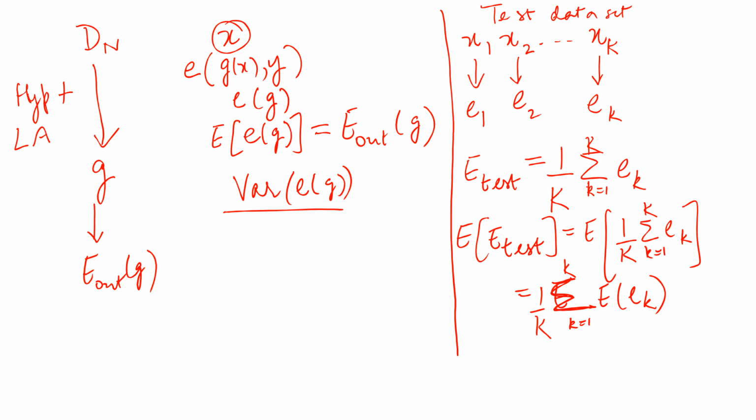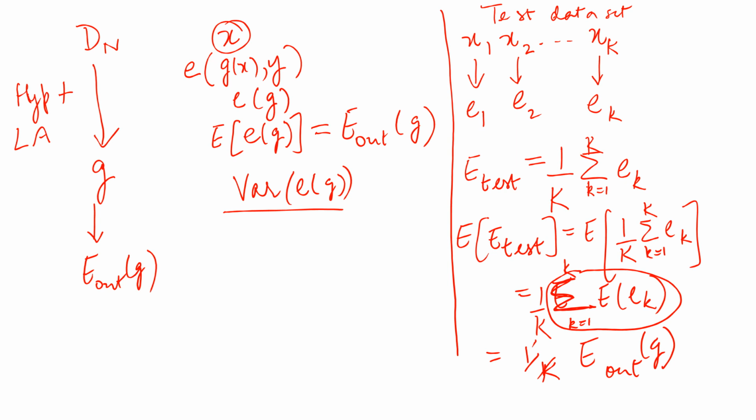And this is the expectation of E of k. If these are all independent points, this is essentially the expected value on each of the test points. And this can be rewritten as 1 over K. And so this will cancel out the K's, and we will eventually get E out of g, right? Because this term here is going to be the summation of E out of g for K points, so K times the E out of g, and so eventually we'll get E out of g.